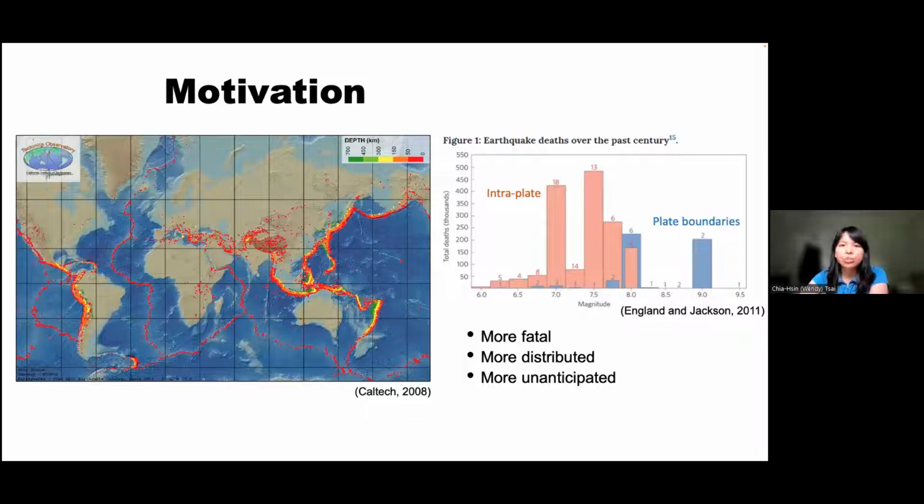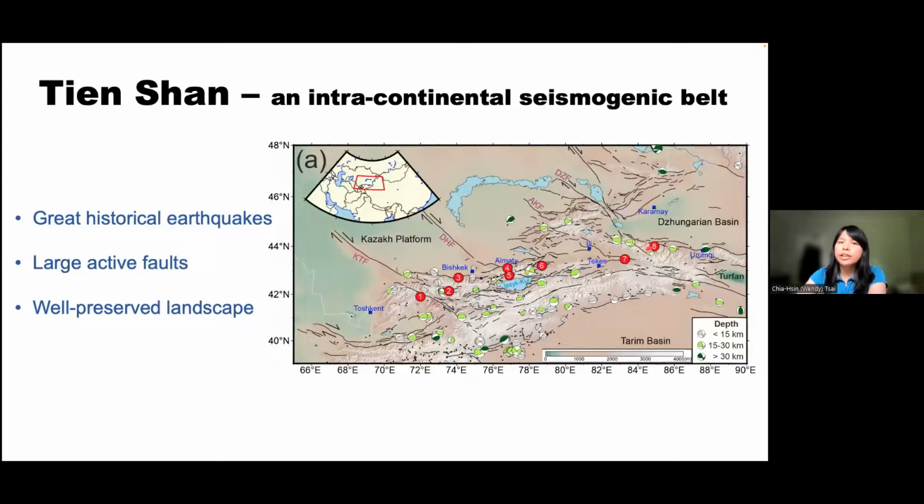And Tian Shan is one of the most active intracontinental seismogenic belts. In Tian Shan, several great historical earthquakes with magnitudes higher than 7 have occurred previously, as those red dots here. Also, large faults can be clearly recognized due to the well-preserved landscape in such an arid region.